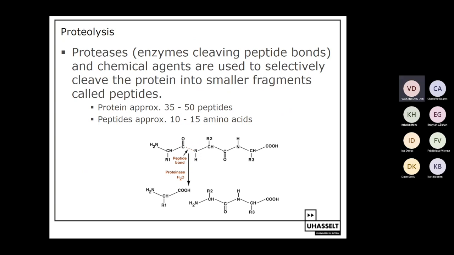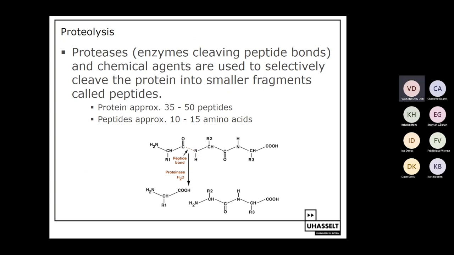Just as a reminder, a protein can be composed of approximately 35 to 50 peptides, right? And a peptide is approximately 10 to 15 or maybe 20 amino acids long. So instead of looking at proteins, we will now look at peptides, and we will try to identify the amino acid sequences of the peptides. And when we know the amino acid sequences of the peptides, we will try to infer which proteins are present in the sample.